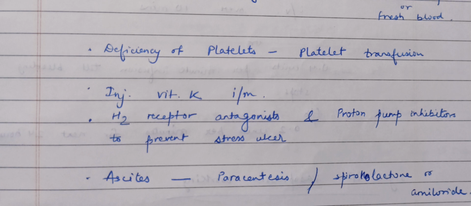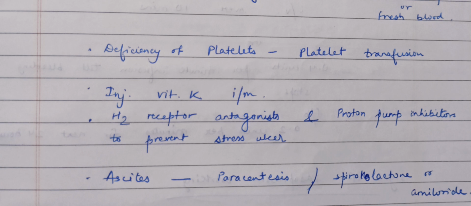Then the platelets are also low, and the clotting factors are also deficient due to the recurrent and large amount of bleeding. So for clotting factors, we will give them fresh frozen plasma or fresh whole blood to overcome the deficiency of clotting factors. Then we will give an intramuscular injection of vitamin K also. And the platelets are also deficient. For that, we can do platelet transfusion to get the count above 50,000 per mm cube, right?